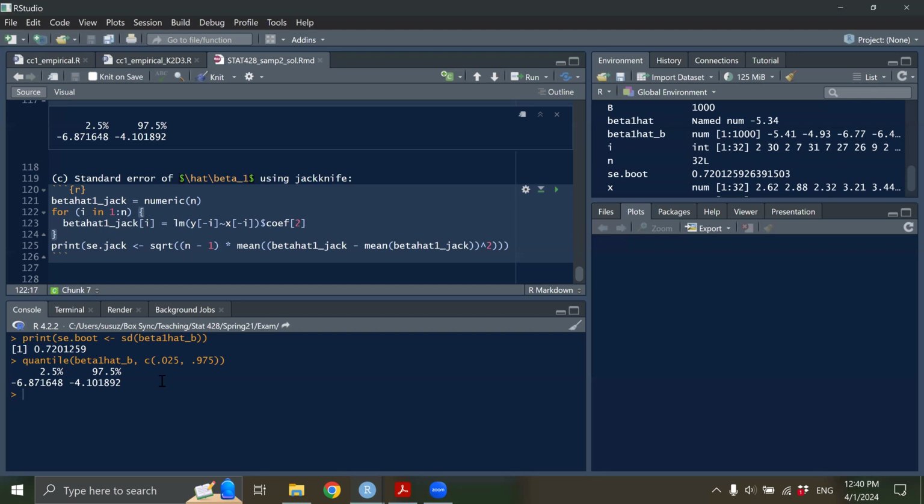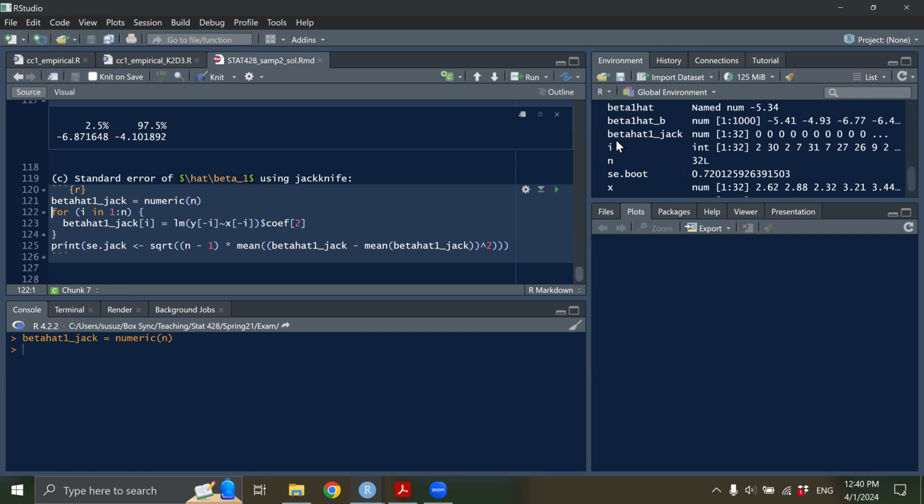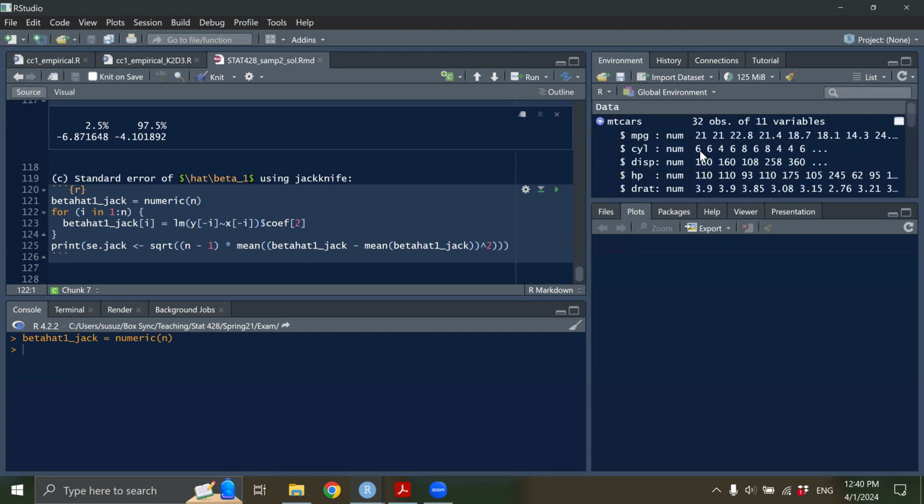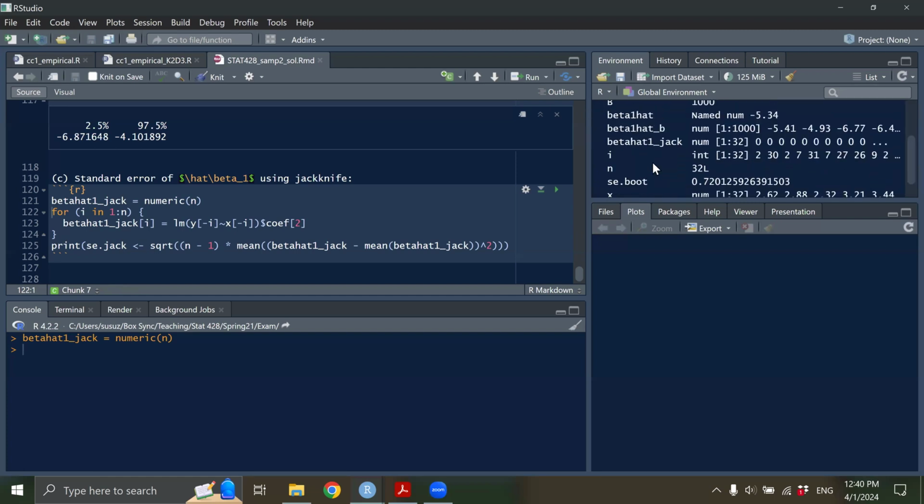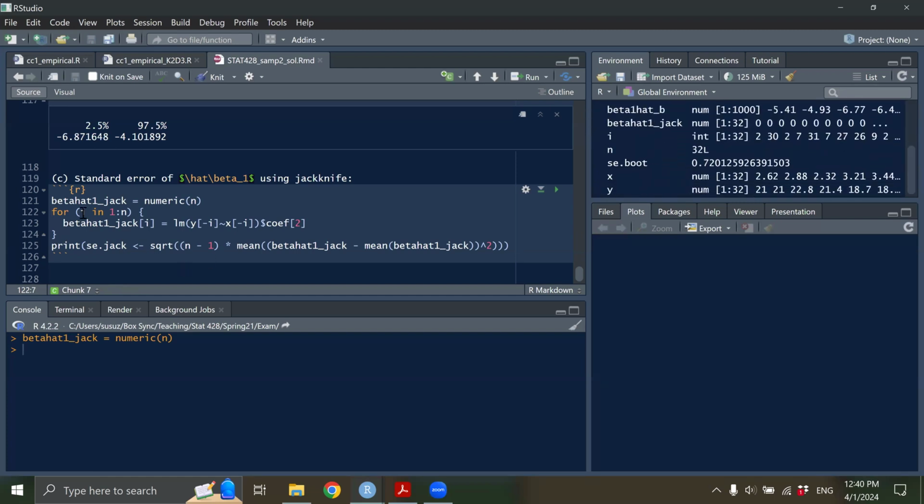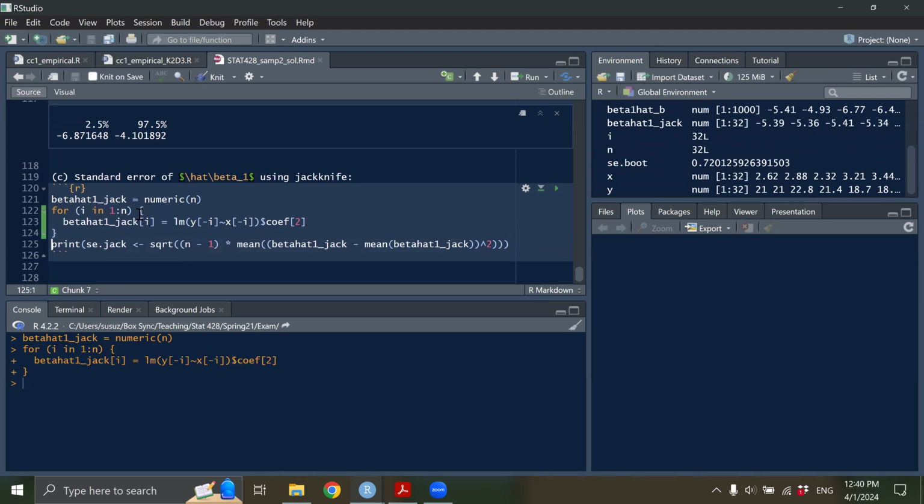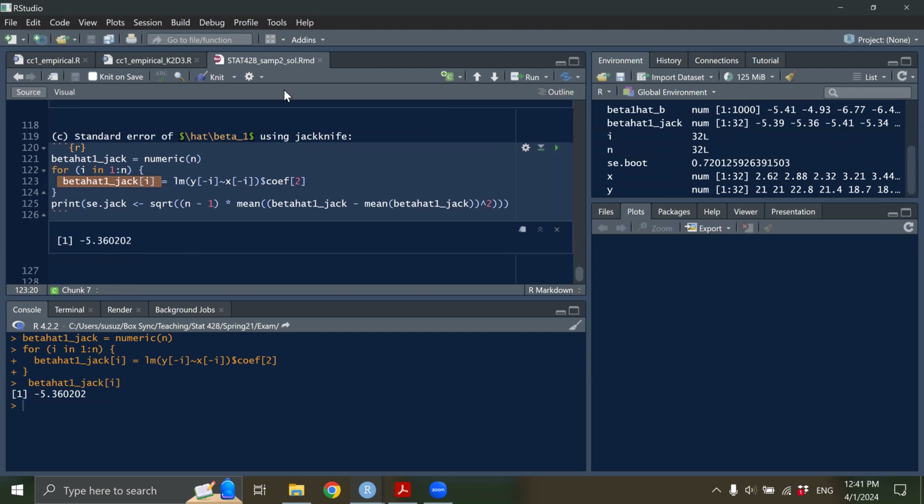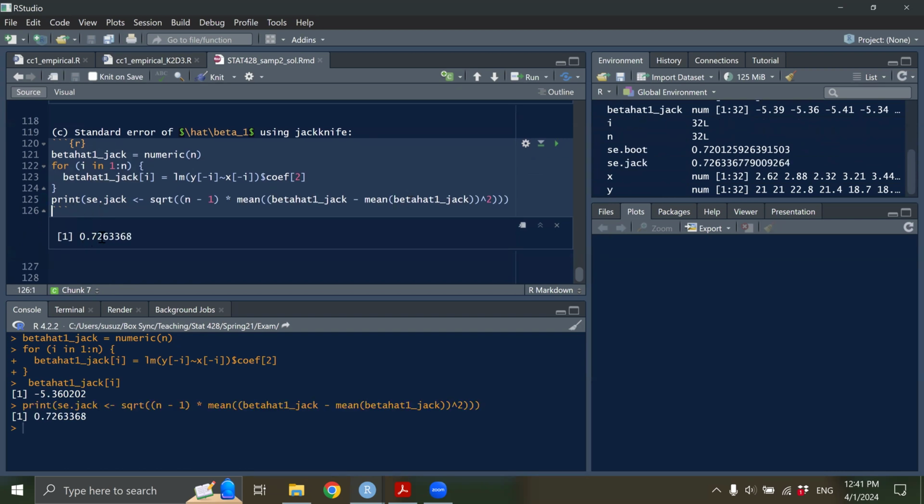So let's quickly run this inside R. We start with a bunch of zeros, and then for each i between 1 and 32, we store the ith entry. It's going to be a regression estimate that leaves out the ith observation, so a beta estimate using 31 of those. Then the jackknife estimate is essentially just spelling out the formula, and that gives us something about 0.726.